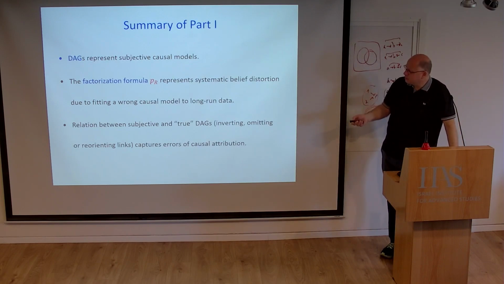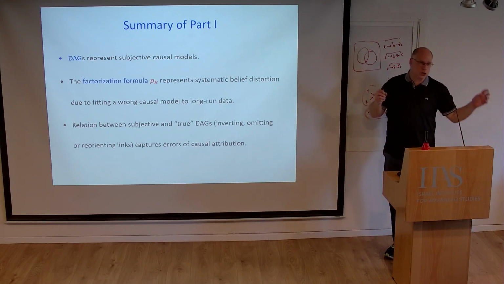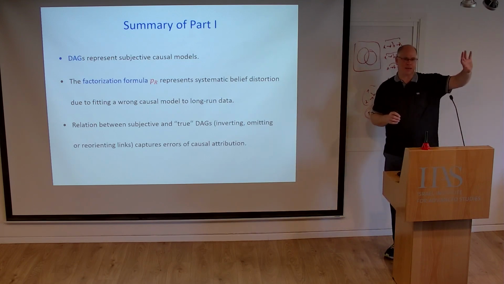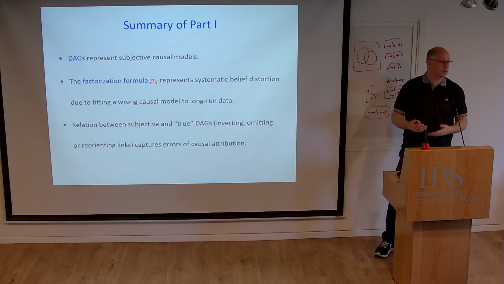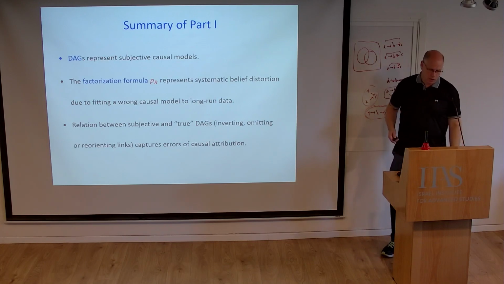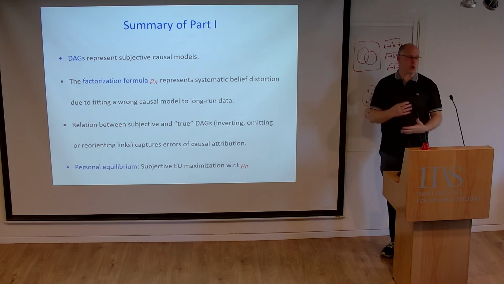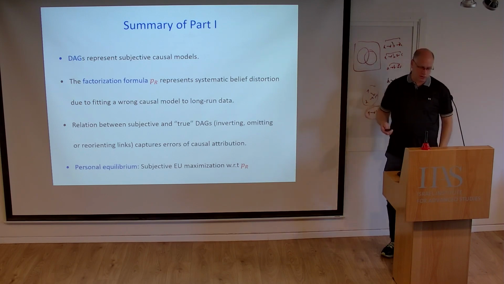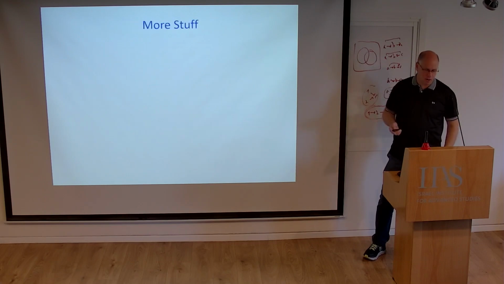But in any case, certain attribution errors are easy to capture with this notion of taking a baseline DAG, messing around with the links, arriving at the subjective DAG. So it's a guide for modeling. That's what I was trying to emphasize here. Personal equilibrium is a way of resolving the model, of closing the model, subjective maximization of utility with respect to this piece of R.